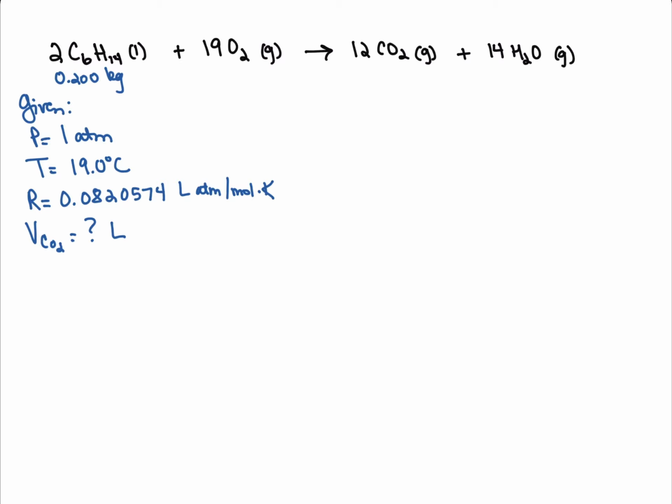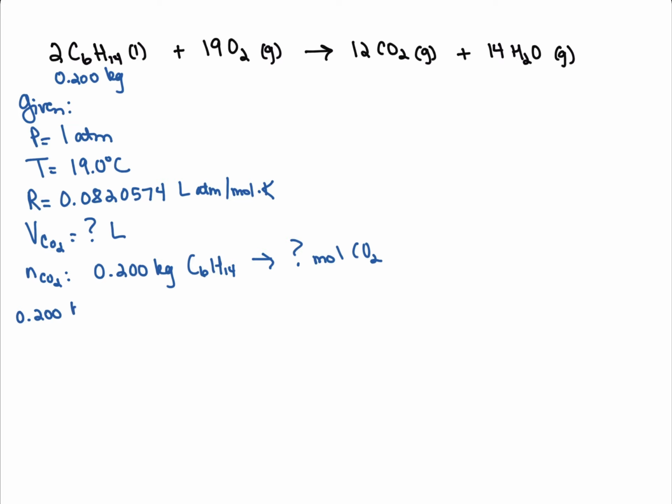But what they did give me was the kilograms of C6H14. In order for me to use the ideal gas law, PV equals nRT, I need the n of CO2 before I figure out the volume. I can do a conversion of 0.2 kilograms of C6H14 to moles of CO2. So I'm going to give myself a roadmap: I'm starting from kilograms of hexane, and I'm going to moles of CO2.